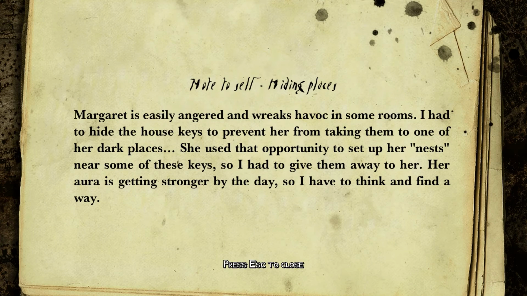Havoc in some rooms. I had to hide the house keys to prevent her from taking me to one of her dark places. She used that opportunity to set up her nests near some of these keys, so I had to give them away to her. Her aura is getting stronger by the day, so I have to think and find a way.